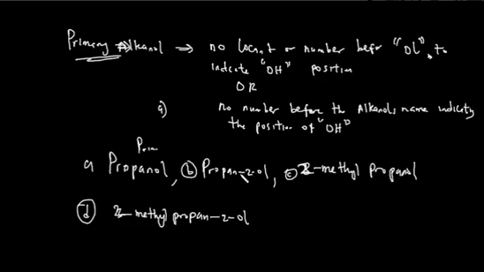What about this one? Can this one be primary? No. This is not primary. We'll get to what this is. What about this one, 2-methyl propanol? Is there any number before the "ol"? No. So this is also primary. Are you following? Then here, 2-methyl propan-2-ol. Is there any number before the "ol"? Yes. So this is not primary. So the only primary here are A and C. You can put that down.